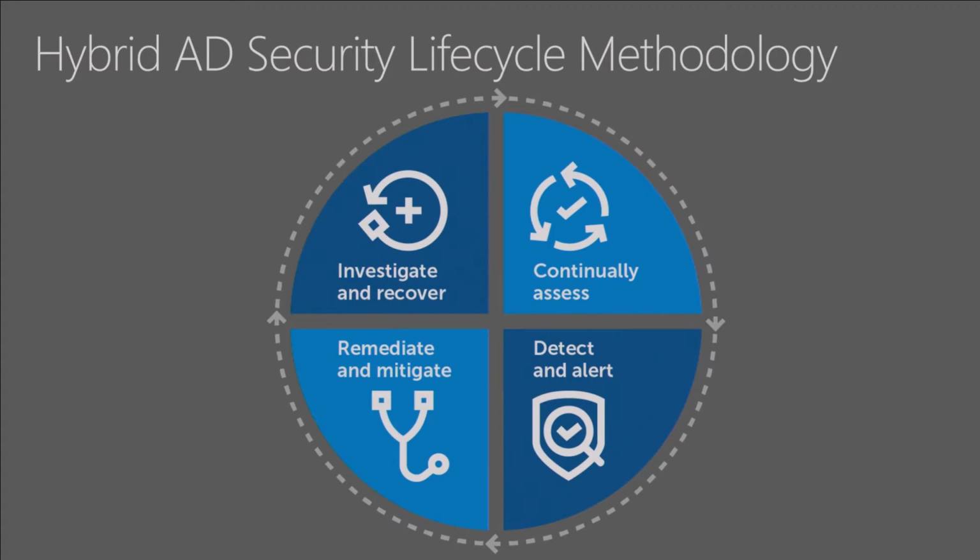And as you can see, it's a continuous lifecycle methodology because nothing is static in your environment, right? So assess who can do what, detect and alert what they're doing with that access, remediate unauthorized access that is happening in the environment, mitigate it from happening again, investigate the scope of the security incident that you have, and ultimately recover from that security incident. 4 easy steps, right?